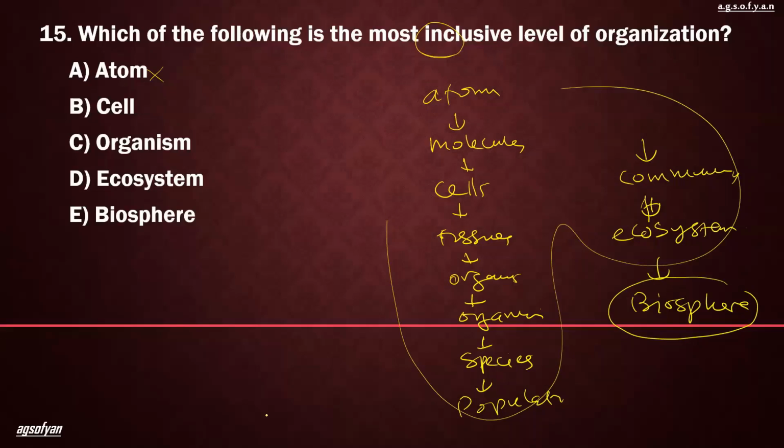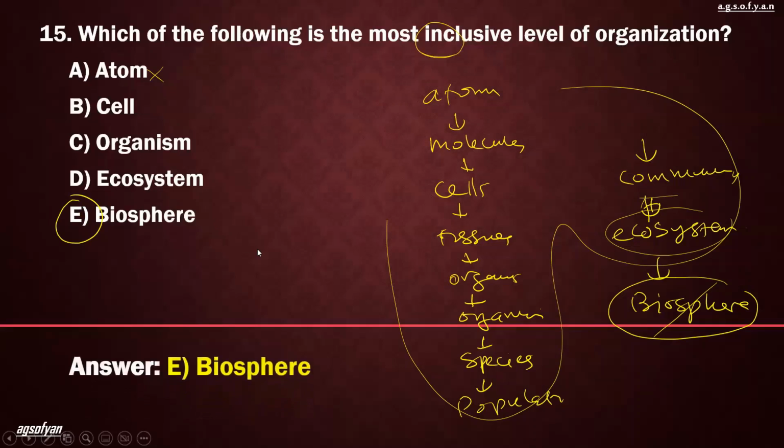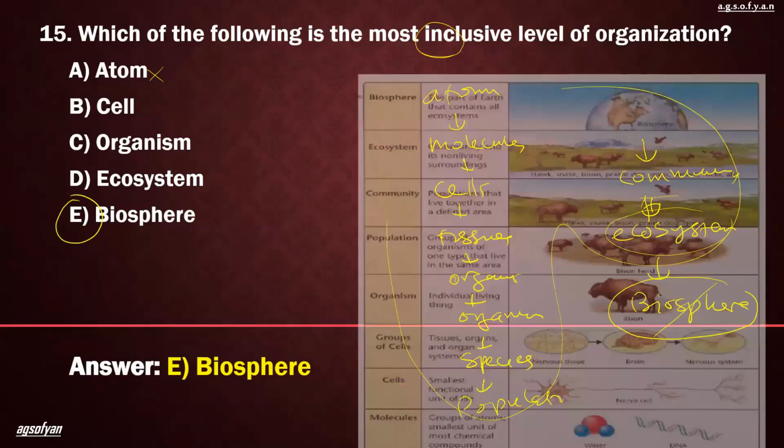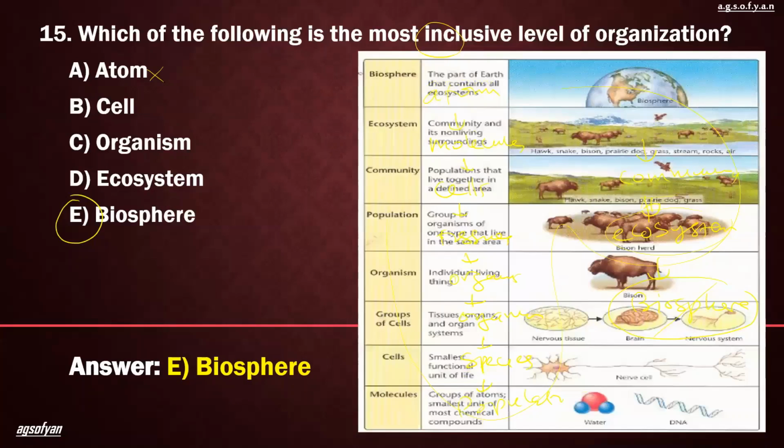So if you don't have biosphere in the choices, and it says ecosystem, then you choose ecosystem, because that's the next one. The next will be community, etc. Okay, you get this? So it should be the biosphere, because the biosphere includes everything over there.